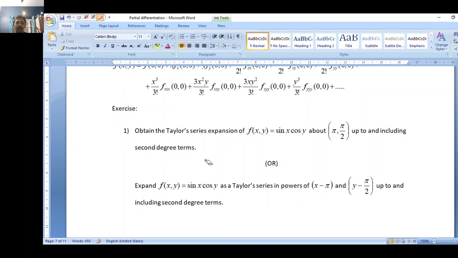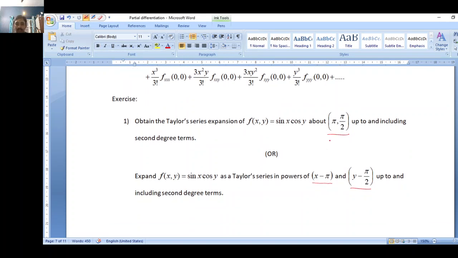In this particular way, expand f of x comma y equals sin x cos y as a Taylor series in powers of x minus pi and y minus pi by 2. See, here you are told to expand the function about this point, whereas in this question you are told to expand it in powers of x minus pi and y minus pi by 2. Both actually mean the same because, as you remember, of course, this pi comma pi by 2 is nothing but a comma b. That means to say that a is pi and b is pi by 2 because we expand the function about a comma b in general.